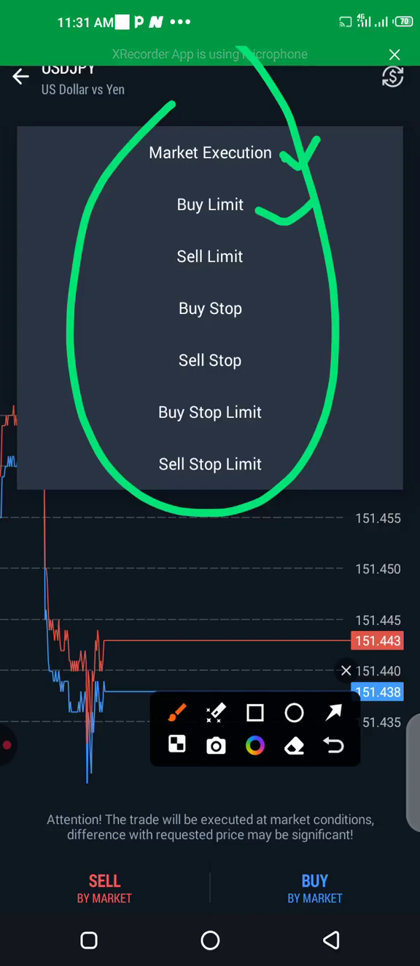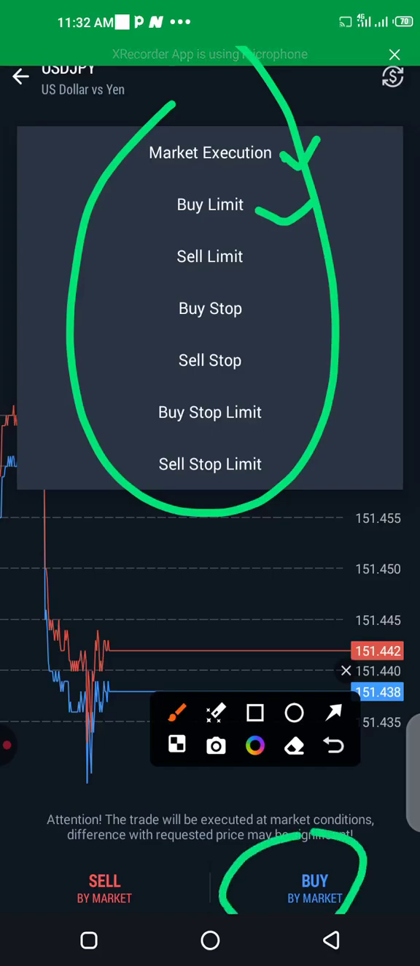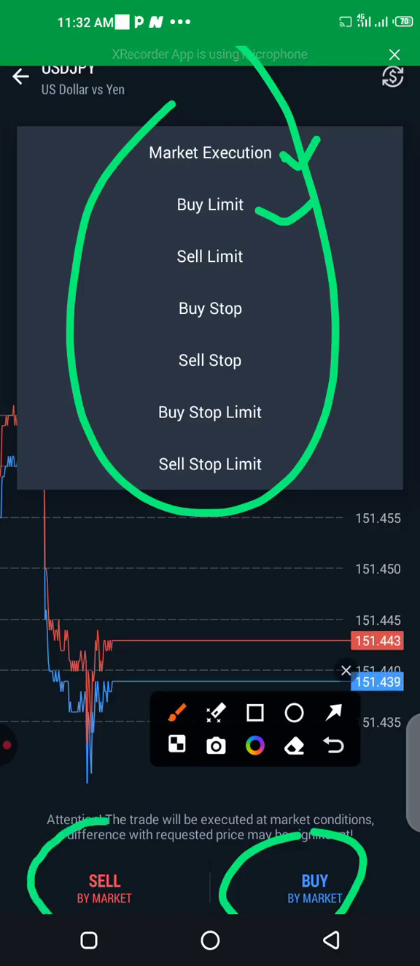But personally, I make use of market execution because sometimes you're not fast enough or able to time the market. So it's better you go with market execution, which means when you click buy, for instance, it buys for you immediately. And when you take sell, for instance, it will sell for you immediately at the best available market price, okay?